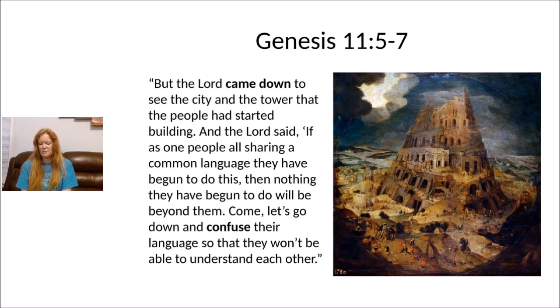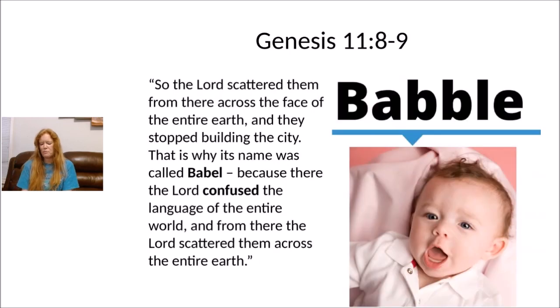Okay, so what happens next? Next slide. So it says, the Lord scattered them from there across the face of the entire earth. They stopped building that city. That is why its name was called Babel, because there the Lord confused the language of the entire world, and from there the Lord scattered them across the face of the entire earth.